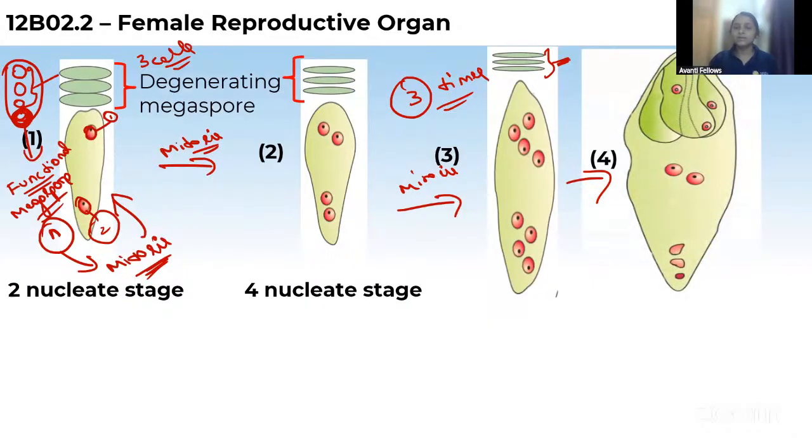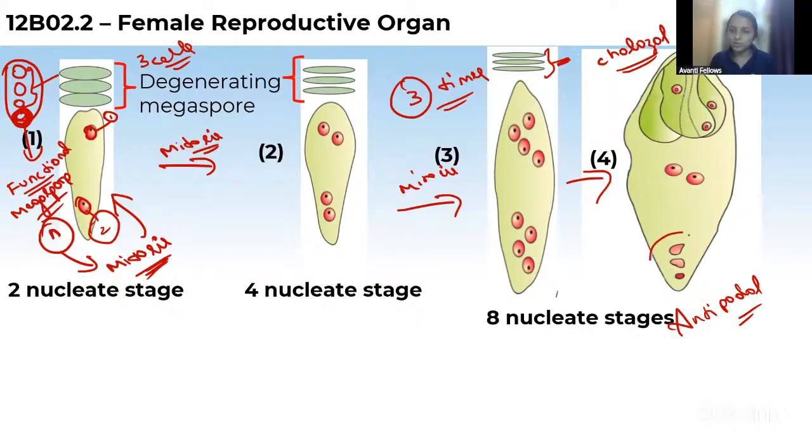Now what will happen? 3 nuclei will move towards the chalazal end and another 3 nuclei will move towards the antipodal end. Okay. Now it is going to form a cell structure. And the 2 nuclei will remain in the center. 3 will be antipodal, 3 will be at the micropylar end, and 2 will be at the center.